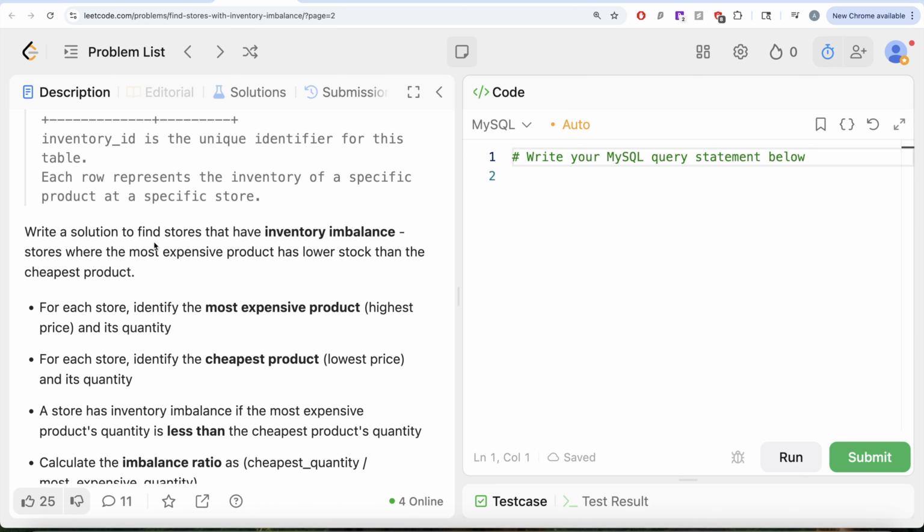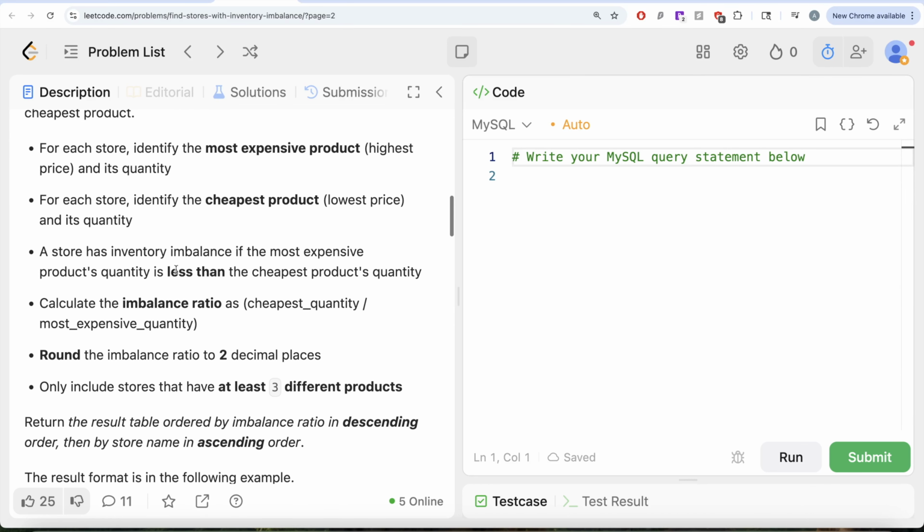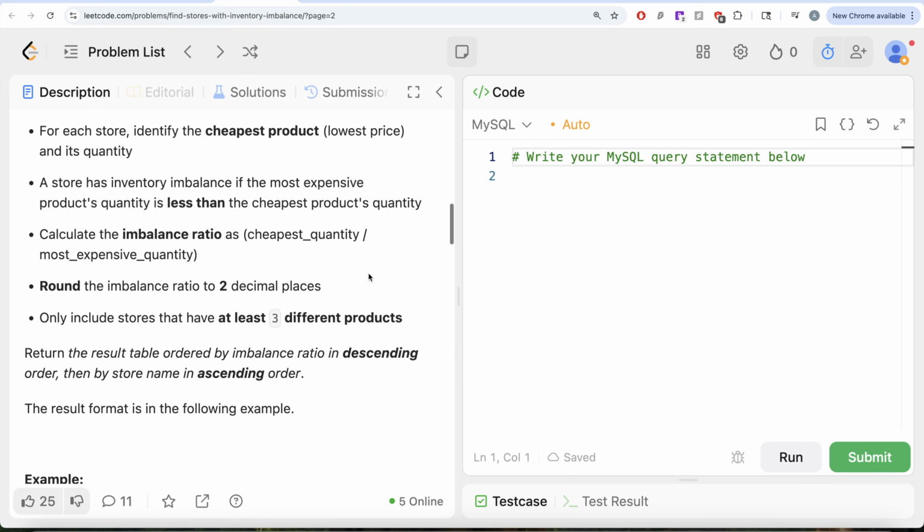We are asked to write a solution to find stores that have inventory imbalance. That means stores where the most expensive product has lower stock than the cheapest product. So for each store, we need to identify what's the most expensive product and its quantity. Similarly, what's the cheapest product and its quantity? A store has inventory imbalance if the most expensive product's quantity is less than the cheapest product's quantity. Then we need to calculate the imbalance ratio. That means cheapest quantity divided by the most expensive quantity, and then round the imbalance ratio to two decimal places.